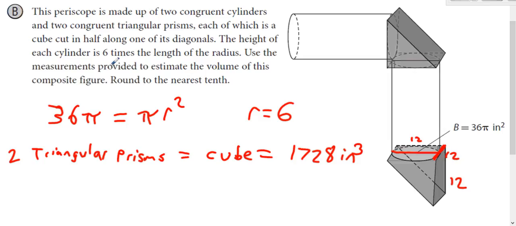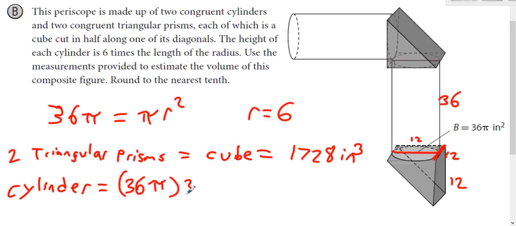And we're told the height of each cylinder is 6 times the length of the radius. So if the radius is 6, that means the height is 6 times that, which is 36. So the volume of the cylinder is going to be the area of the base, which is 36 pi, times the height, which is 36. So 36 times 36 times pi, so we'll use 3.14.